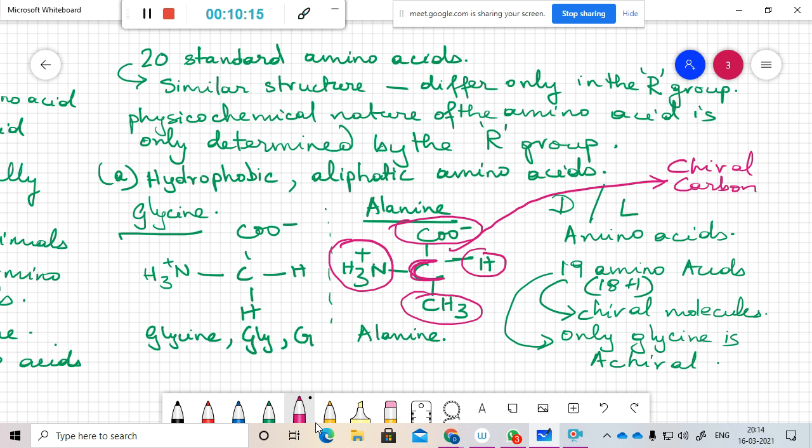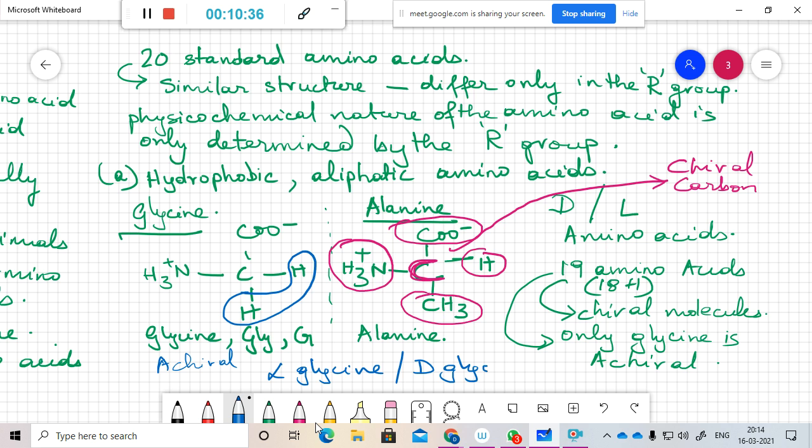In the case of glycine, it is achiral because these two groups are the same. It is attached to two hydrogens. Glycine is achiral, so L-glycine is not present, and D-glycine does not occur. Such cases don't occur because it is achiral.